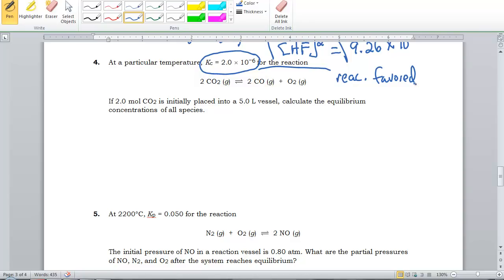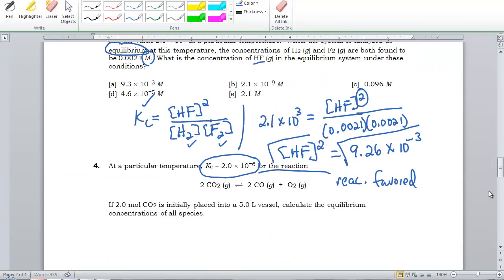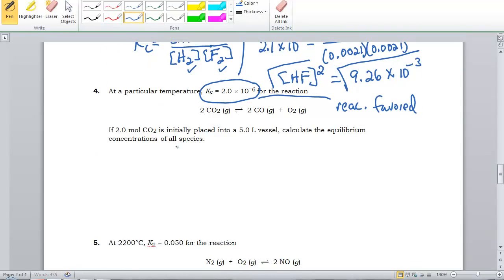Now, a couple other key things to note as you're reading through this problem. You have that many moles of CO2 initially placed in a 5-liter vessel, 5-liter container. Calculate equilibrium concentrations of all species. It does not say equilibrium, and it doesn't say anything about carbon monoxide or O2, so we don't even know what those are. And we actually do. They're actually 0, and we'll talk about that.